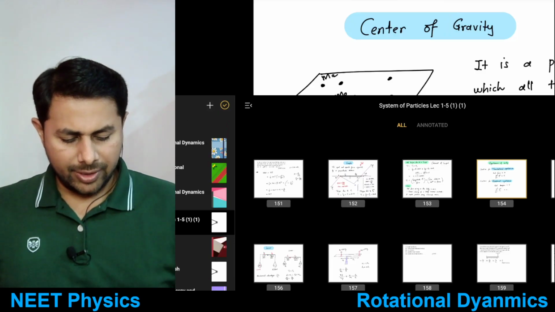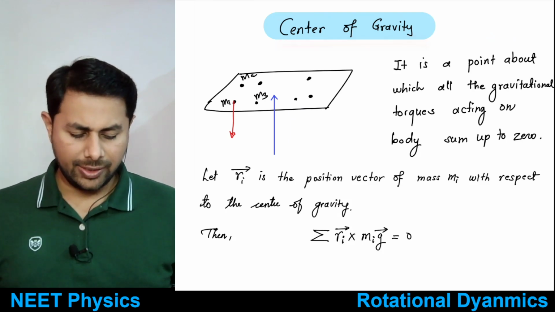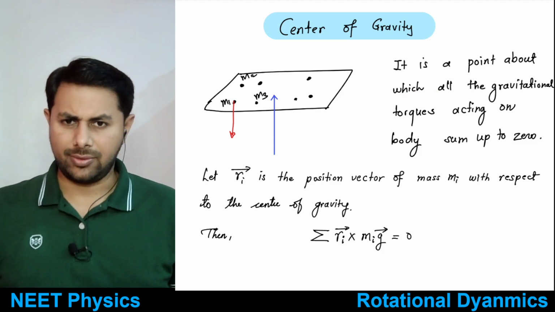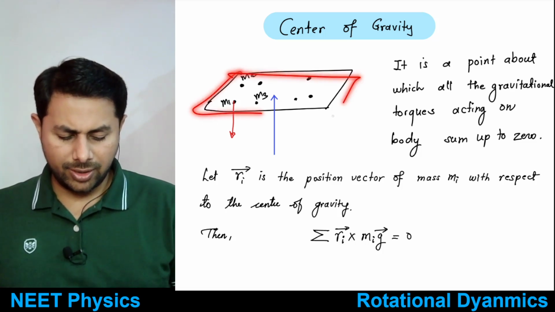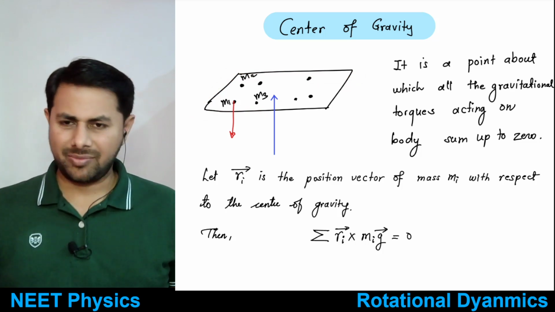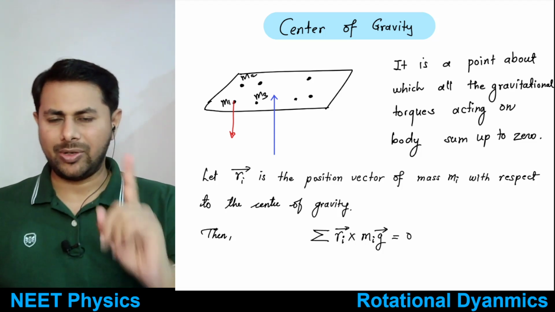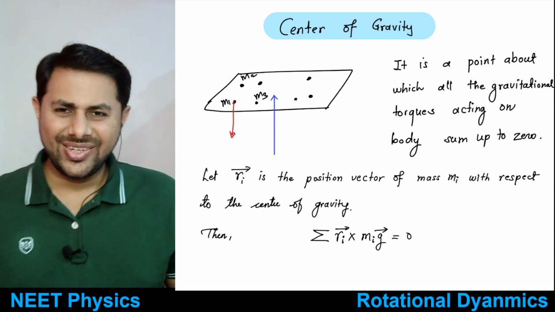After that, let's see center of gravity. Now what is the center of gravity? It is the point about which the total gravitational torque acting on the body is equal to 0. So suppose this is a body. You must have seen that in your class there might be some students who balance a book at the tip of one finger, right? You might also do that. So what are they doing?